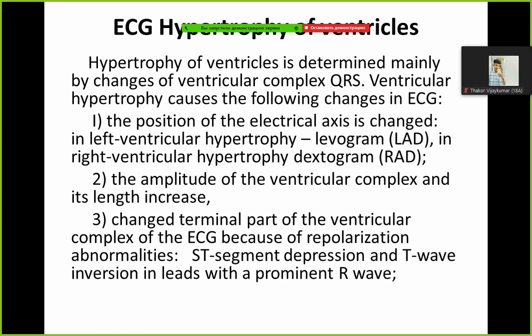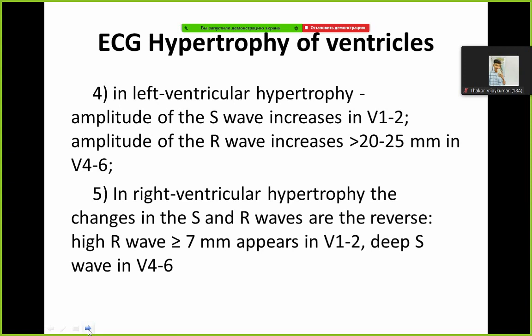Then the amplitude of the ventricular complex and its length will be increased, and the terminal part of the ventricular complex changes because of repolarization abnormalities. So we will detect ST segment depression and negative T. In left ventricle hypertrophy, the amplitude of the S wave is increased in V1, V2. The amplitude of the R wave is increased, more than 20-25 millimeters, in V4 and V6.